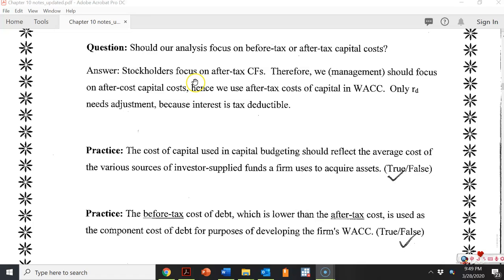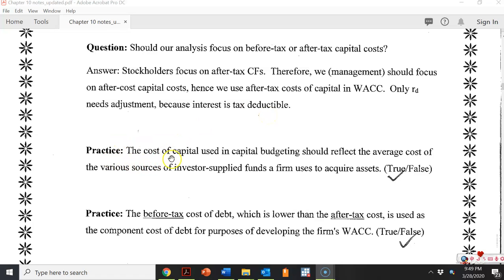Question: should our analysis focus on before tax or after tax capital costs? Answer: stockholders focus on after tax cash flows. Therefore, we, management, should focus on after tax capital costs. Hence, we use after tax cost of capital in WACC. Only R_D, the cost of debt, needs adjustment because interest is tax deductible.